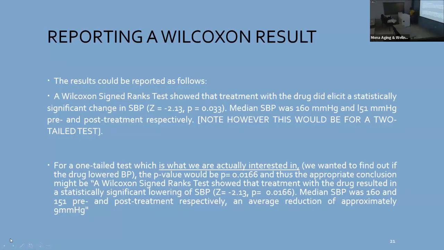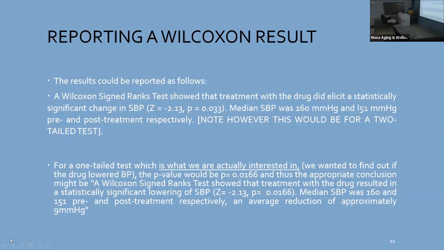And then right here now, this is what I was trying to talk about in the descriptive table. You can report the median to say the median SBP was 160 and 151 pre and post treatment respectively. So you could report the median or the mean ranks. Good. So that's two-tailed. For a one-tail test.